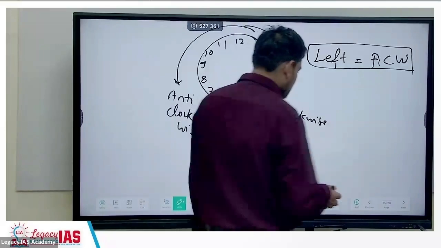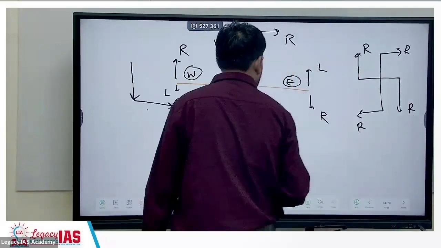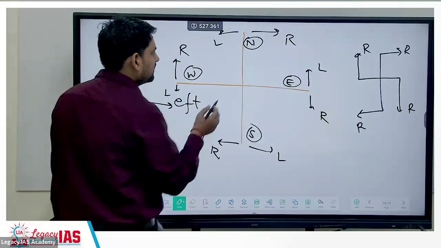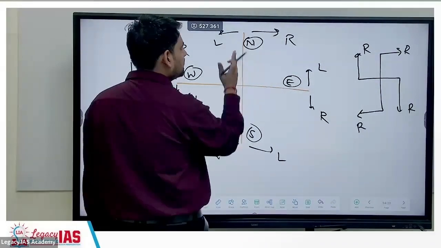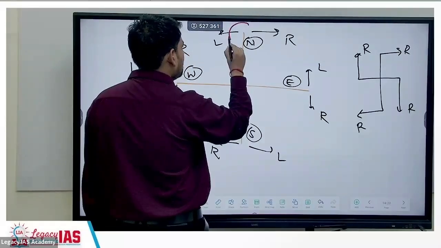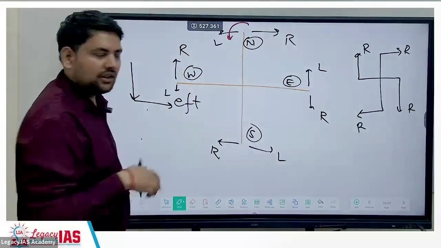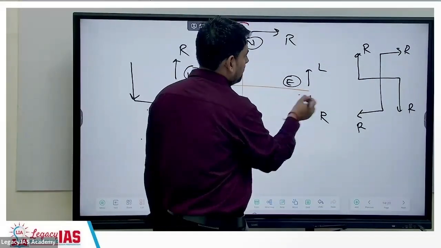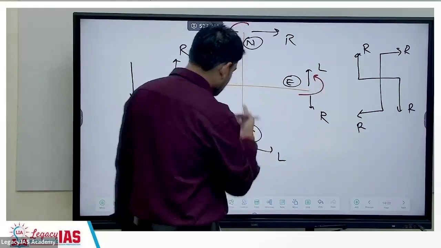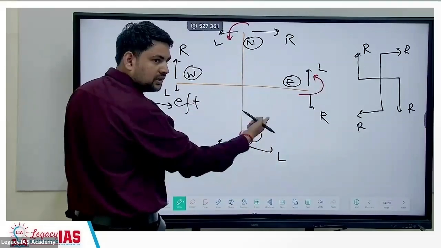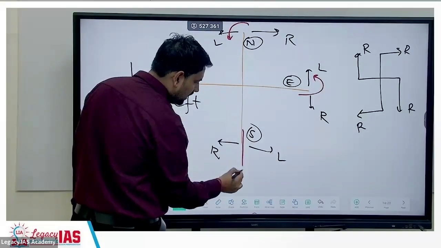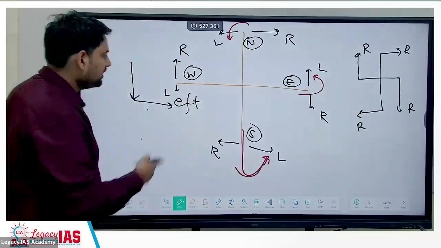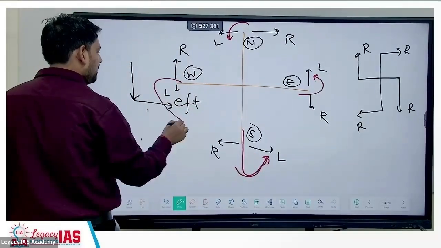Understood? As you can see in this diagram, see why we are saying this. This north person is going like this. Now left is where? Anti-clockwise, correct? Now this person is going like this. Left is where? Anti-clockwise. Similarly, this person is going like this. If he has to go left, where does he turn? Anti-clockwise. Similarly, here also anti-clockwise.